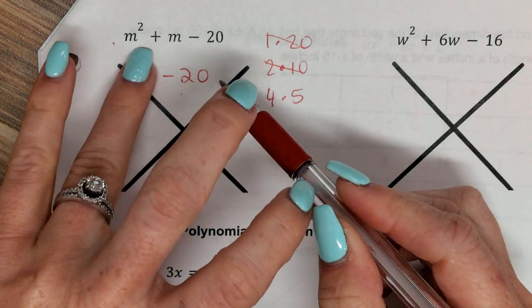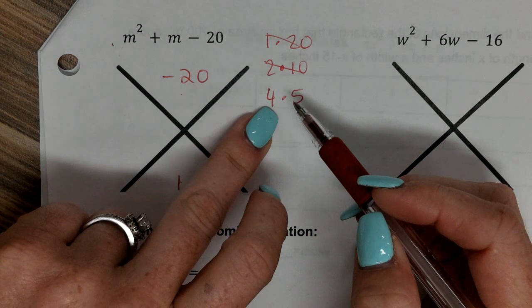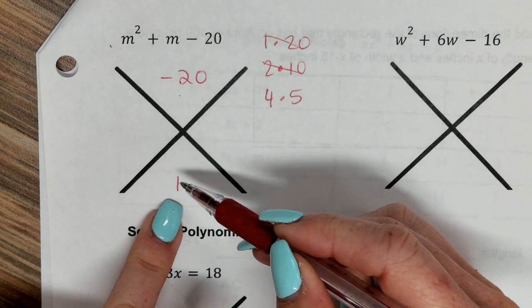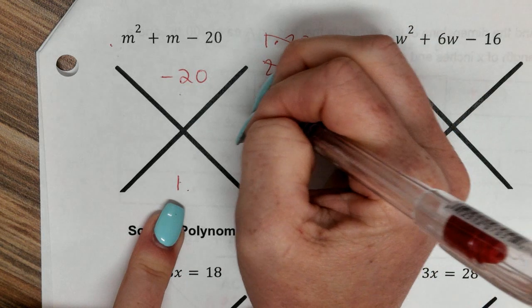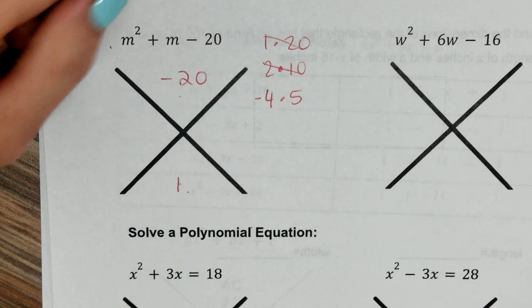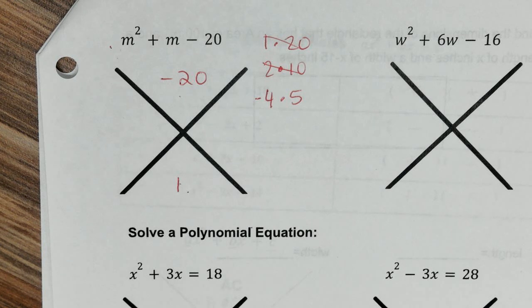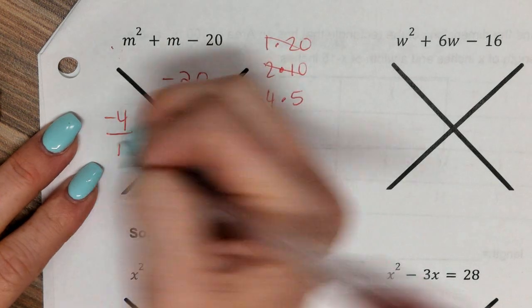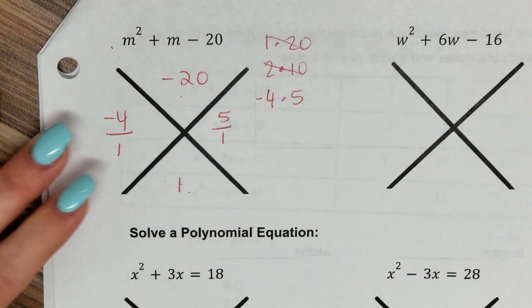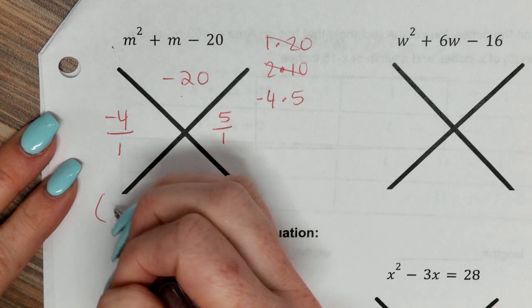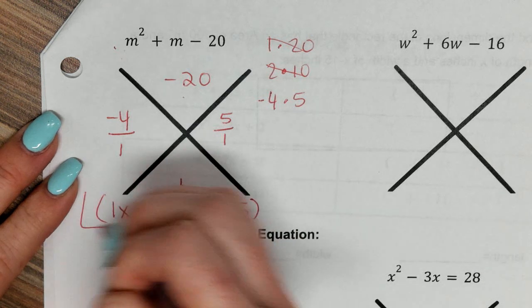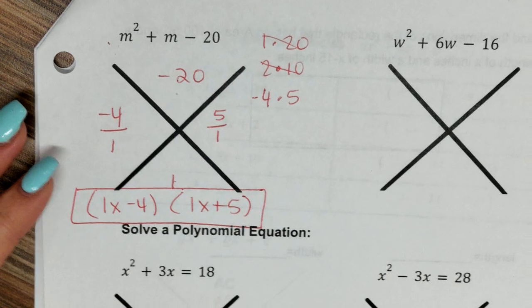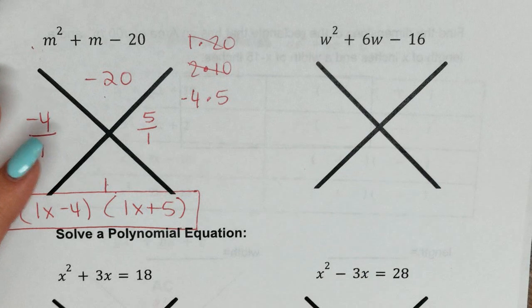4 times 5 is 20, and these would add up to 1. Do y'all agree? Since 1 is positive, the 5 needs to stay positive, and the 4 will get the negative sign. Because 5 plus negative 4 is positive 1. All right, so I have negative 4 over A. A is 1. And I have 5 over A. A is 1. Bottoms up, 1x minus 4 and 1x plus 5. Okay, this is the last one you're going to try on your own.